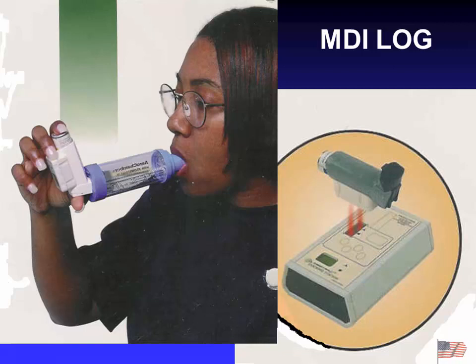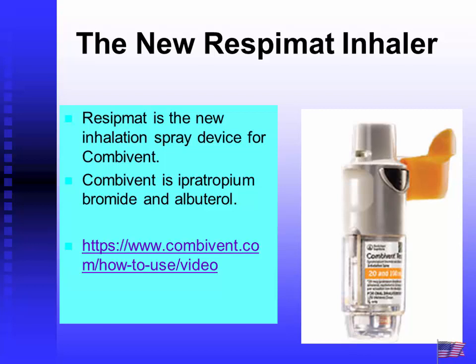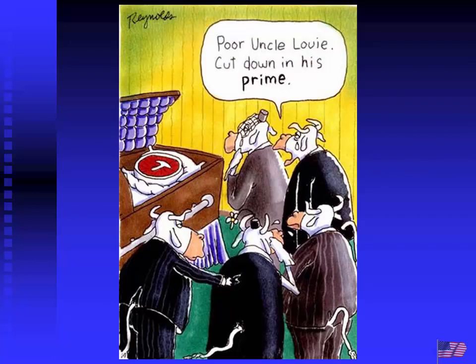Respimat is a new inhalation spray device for the drug Combivent. It also has this technology, which is also used in other medications, but we're starting to see more and more of it in the area.